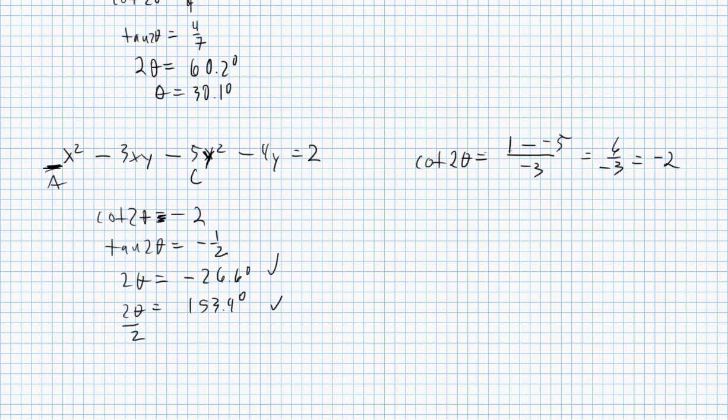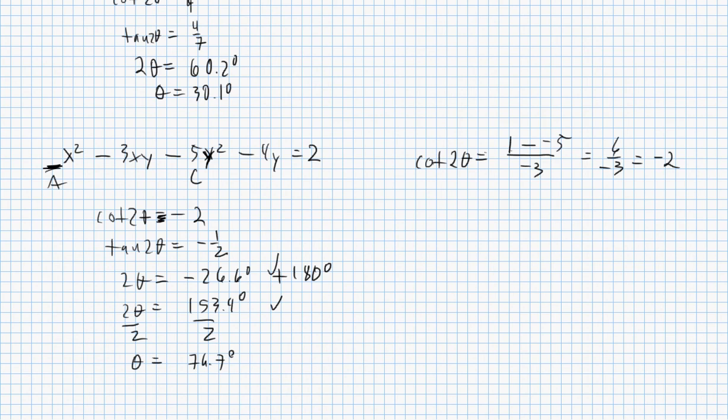So now we divide both sides by 2. We're going to add 180 and get 153.4. Divide both sides by 2, and that's going to give us 76.7 degrees. So for this conic, the necessary rotation angle theta is 76.7 degrees. And so that is our rotation angle.